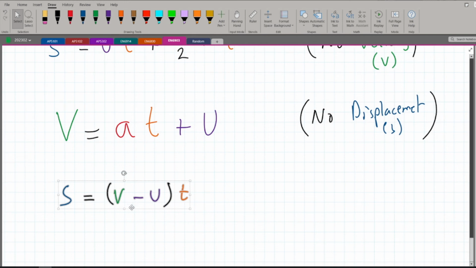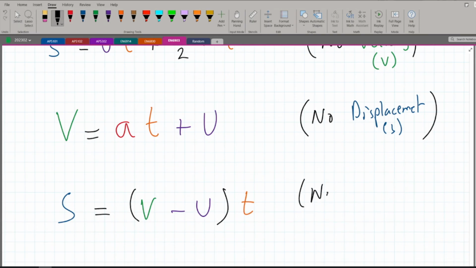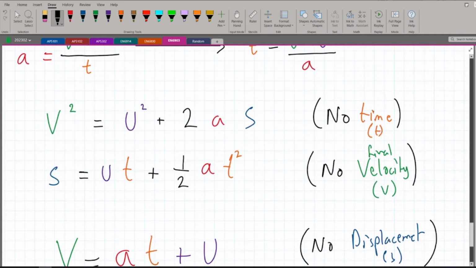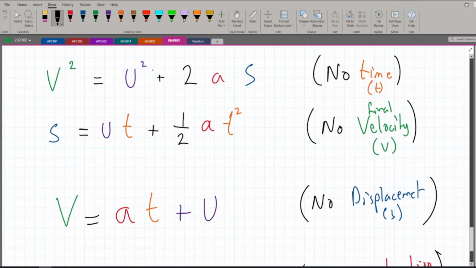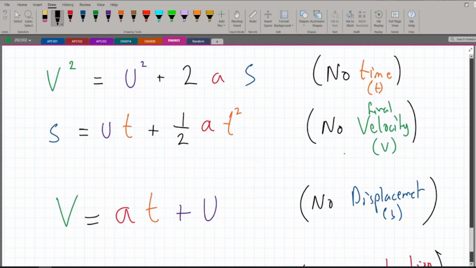This is an equation with no acceleration. No acceleration doesn't mean acceleration does not exist. Acceleration will exist. Here we can never say time doesn't exist. Time always exists. But the idea is, if you have at least 3 of the variables, you can find the 4th one without having to find all the variables.